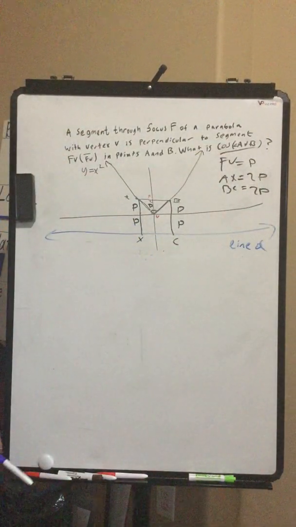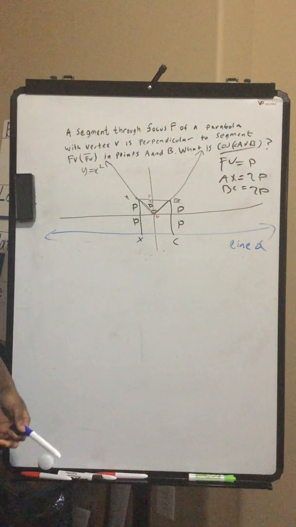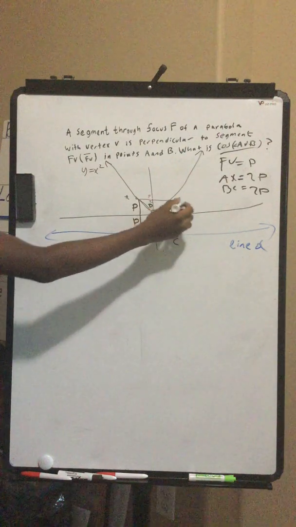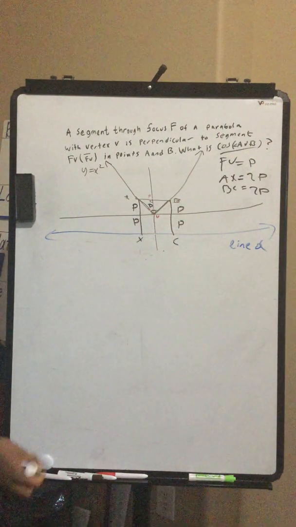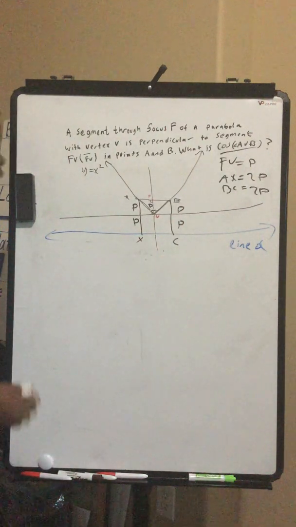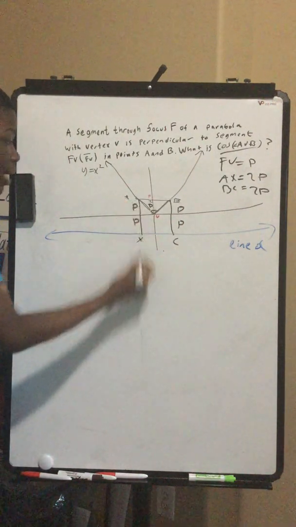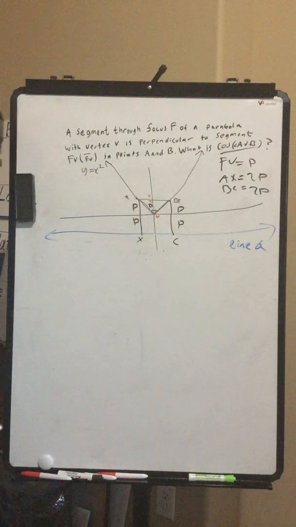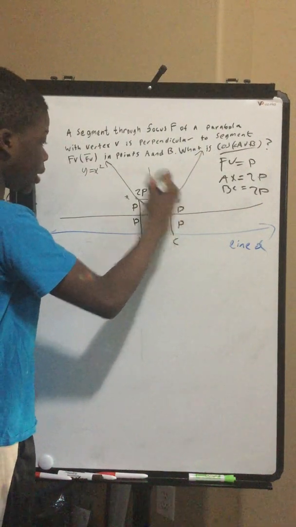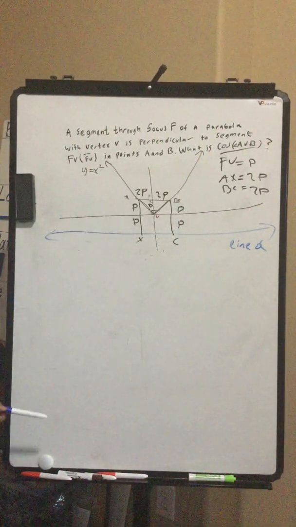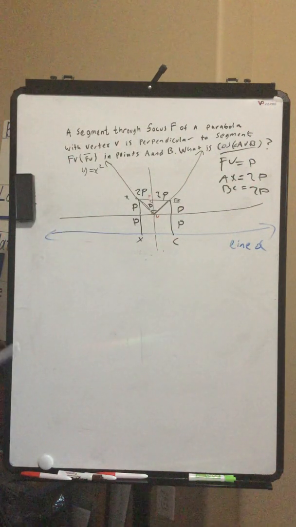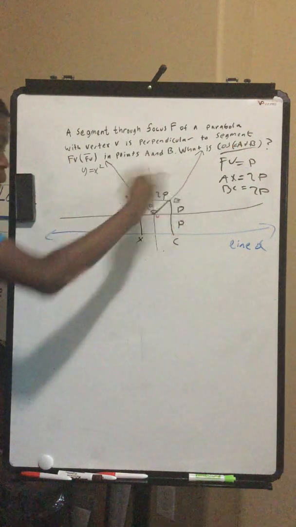This is by the geometric definition of a parabola, because all points are equidistant from the focus and the directrix. Therefore, this is P, P, and then P, P, and P plus P is 2P. So AX is equal to 2P and BC is equal to 2P. And since AX and AF are equal due to the geometric definition, this is also equal to 2P, and this is also equal to 2P. Even though they don't look equal, it's just because I'm very bad at drawing. Just note the geometric definition of the parabola states why this is true.